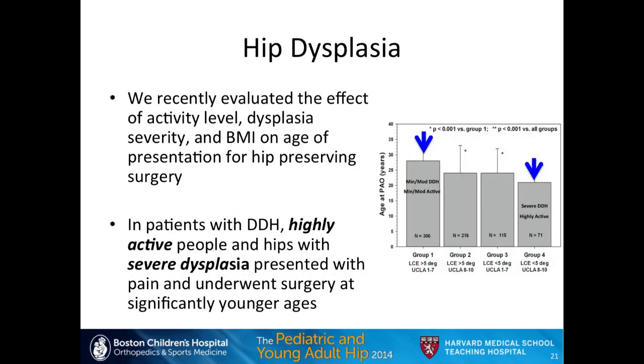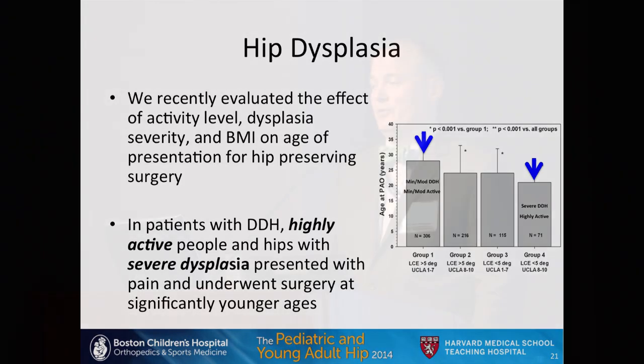We tried to look at this here recently. There's a group of docs and centers around the country where Dr. Mills kind of got started. It includes over 1,000 periacetabular osteotomy patients. And out of that data set, the question was, is it possible to determine, if we look at it in a different way, whether BMI, your severity of dysplasia, or your activity level might drive the age at which you come to surgery, as a surrogate to say, it hurt your hip more, therefore you showed up earlier.